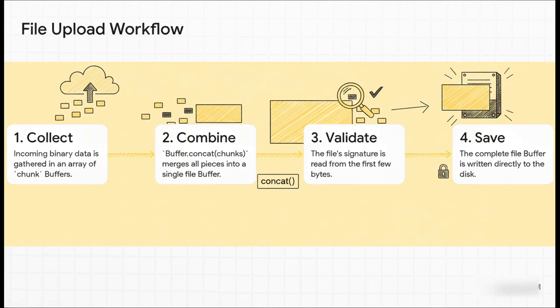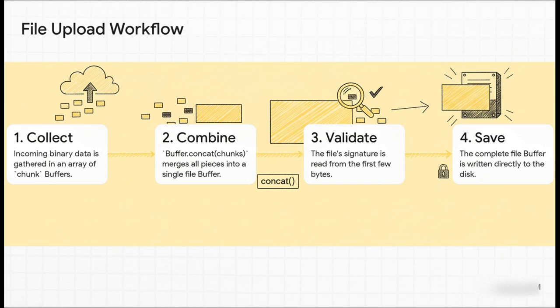Step 1, collect. As the file streams into your server, you're not getting it all at once. You're getting it in little pieces, or chunk buffers. So you gather all those up. Step 2, combine. You take all those little chunks and you use buffer.concat to stitch them together into one big, complete buffer that represents the whole file.